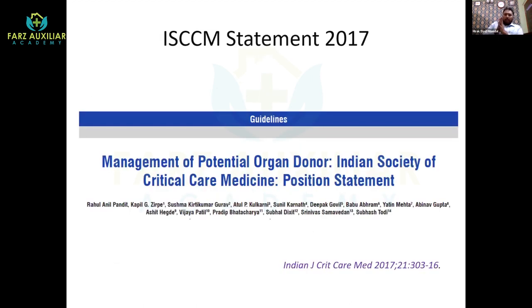There are some excellent guidelines regarding management of potential organ donors. I am not going into the details of all of those. Here is a reference to a guideline published in the Indian Journal of Critical Care Medicine in 2007. It's an excellent guideline. If you get time, it is advisable that you go through it.